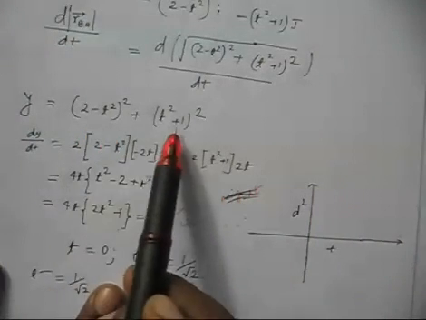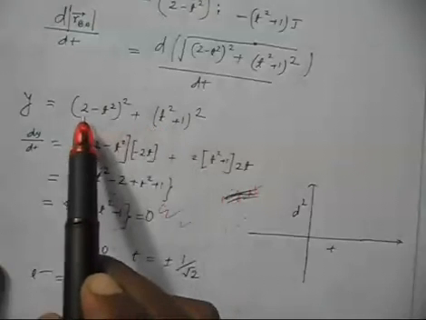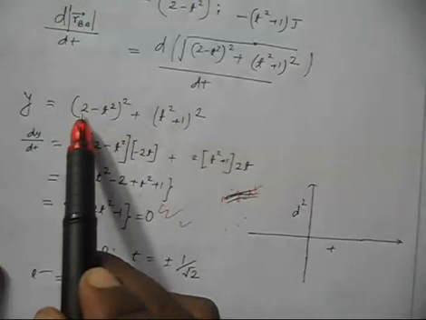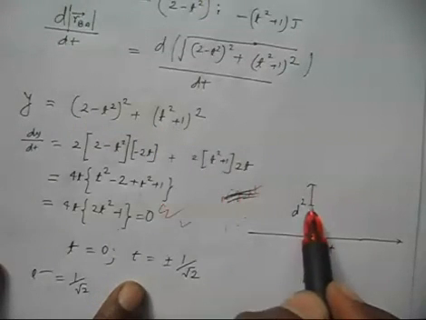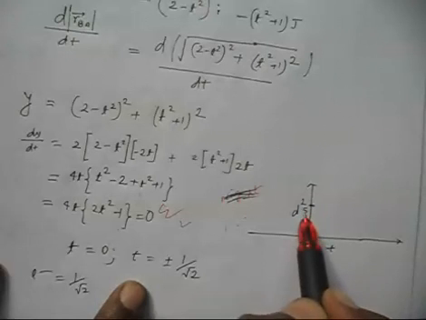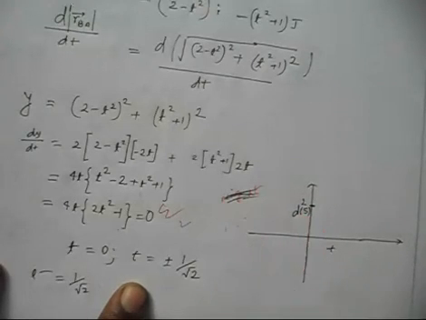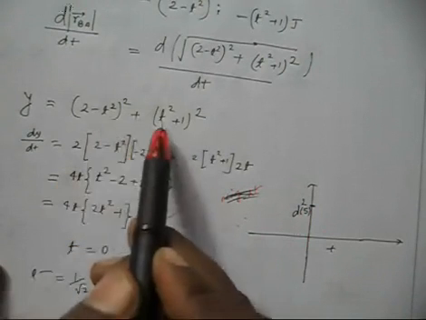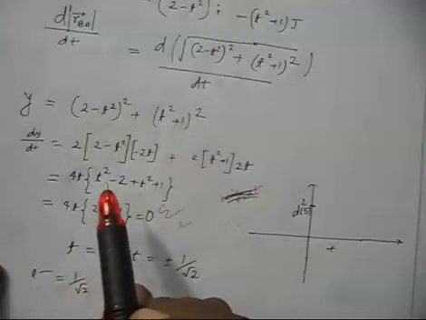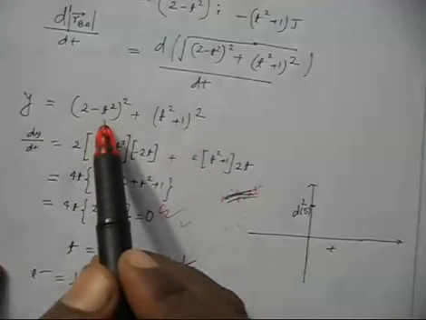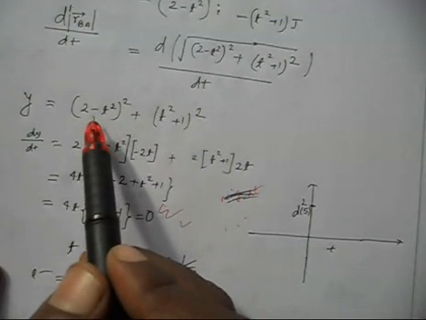So this is something kind of parabolic, t square. At t equal to 0, distance square is 4 plus 1, 5. So at t equal to 0 we have a distance square of 5 unit. So this is distance square at t equal to 0, we have 4 plus 1, so 5 unit. Now if you increase the time, the distance will decrease.